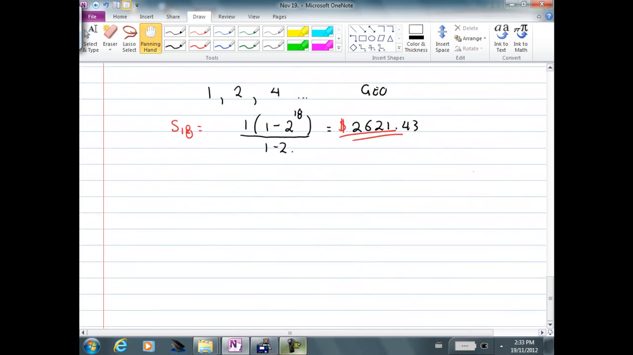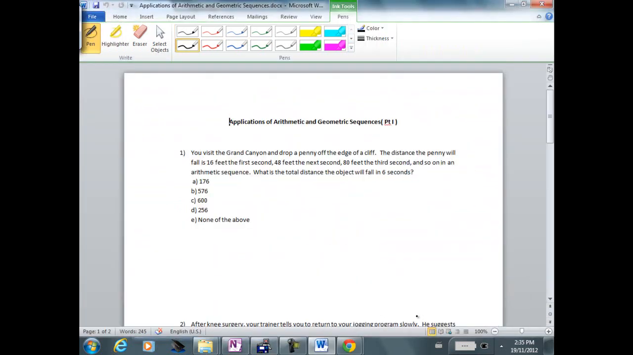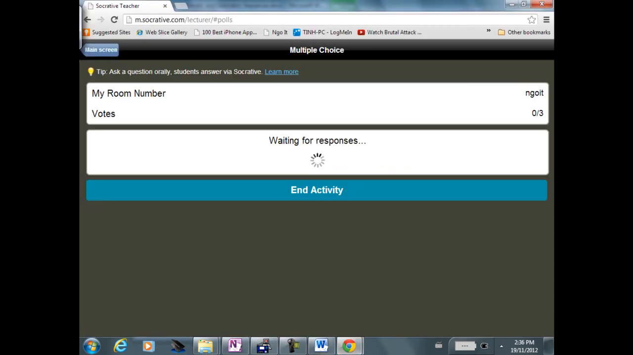Try example 2. Here's my next question. It says this. You visit the Grand Canyon and drop a penny off the edge. The distance the penny will fall is 16 feet for the first second, 48 feet for the next second, 80 feet for the third second, and so on, in an arithmetic sequence. What is the total distance the object will fall in 6 seconds? I want you to log on to that Socrative thing and vote. If you think the answer is A, vote for A. As a class, we're going to decide what the majority of people voted for, to see if you got this right, or if you're still kind of lost.